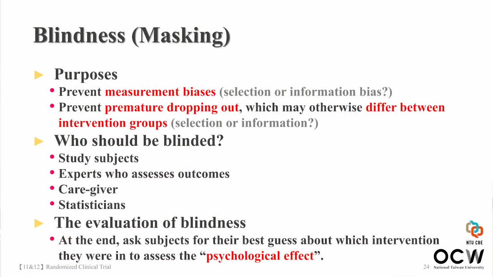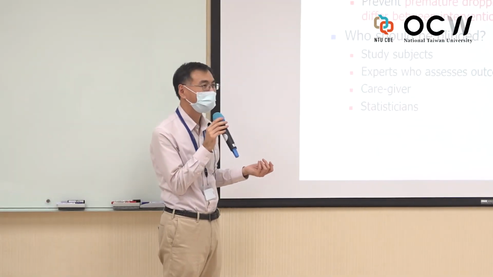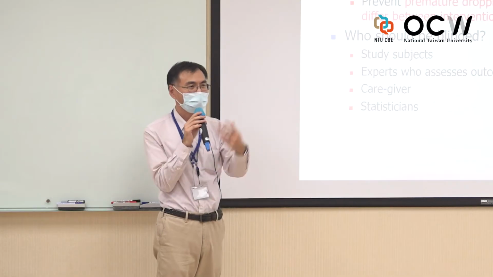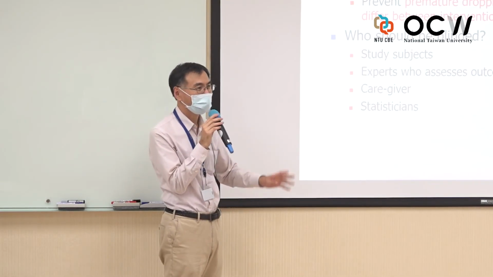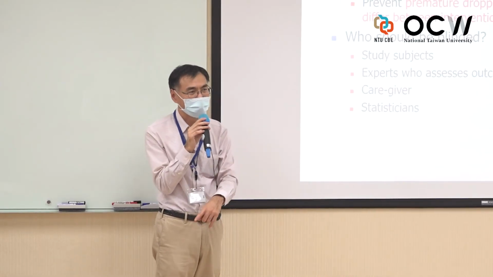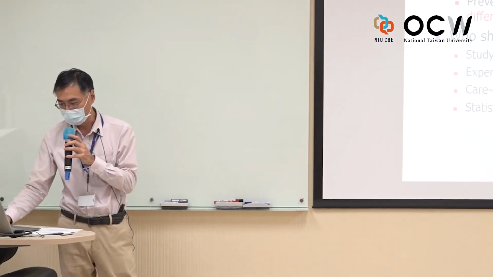Statisticians have to be blind to the intervention group. But you might ask, how are we going to make them blind? You could just give them, oh, this is group A, group B, or group alpha, group beta. Right? You don't need to tell them, oh, this is the intervention group and this is the placebo group. So the statisticians could be blind.